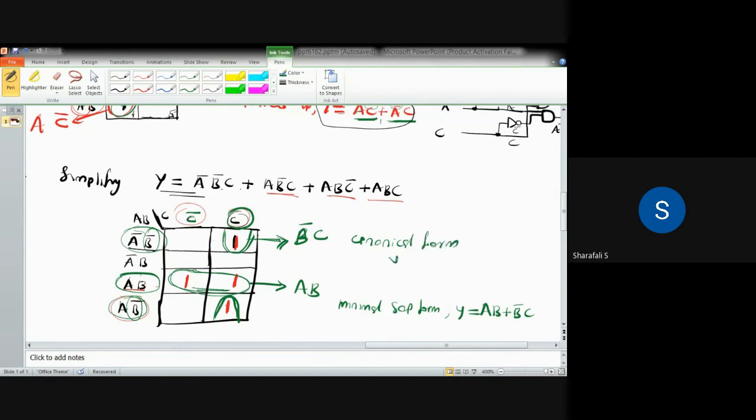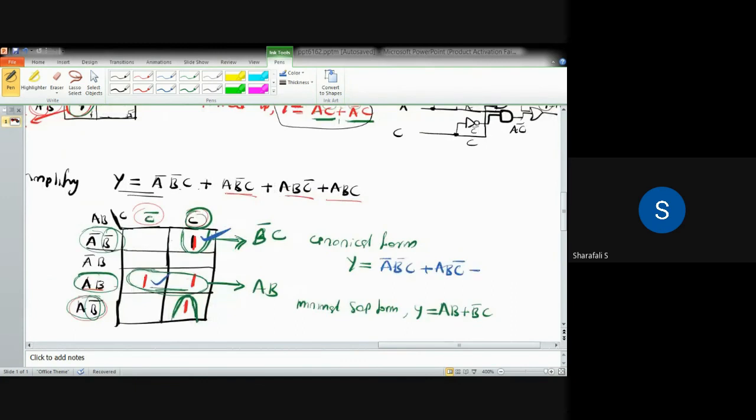SOP form, that will be Y equal to this first one. You have to consider different values. First we will consider this one that we will be getting as A bar B bar C plus. Then this one is A B C bar, A B C bar plus. Next this one. This one is A B C, A B plus. Next one is this one that is A B bar. So this is the canonical form that is simplified into Y equal to AB plus B bar C by using K-map.